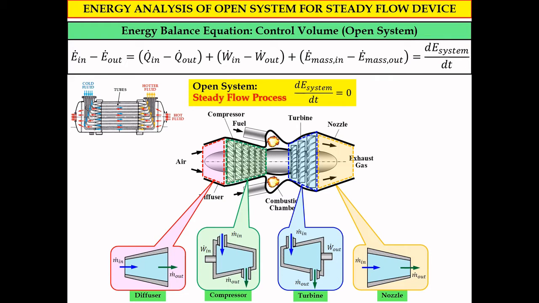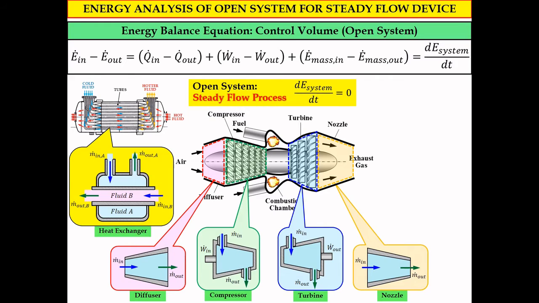Another type of system we will learn, in terms of implementing the energy balance equation and the steady flow process, is the heat exchanger. For the heat exchanger, for example, this is one type of schematic cross-section diagram, where we have two different types of fluid, A and B, and these two fluids will not mix in the heat exchanger.